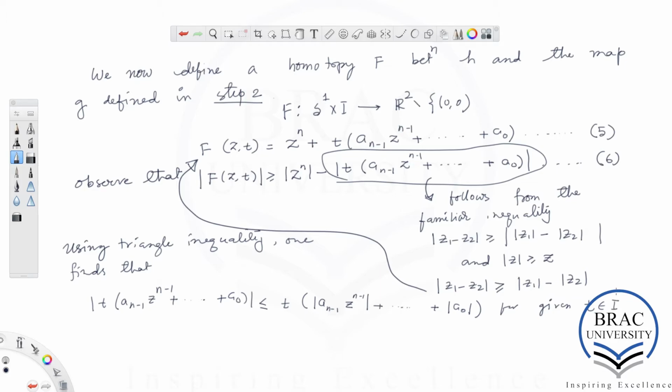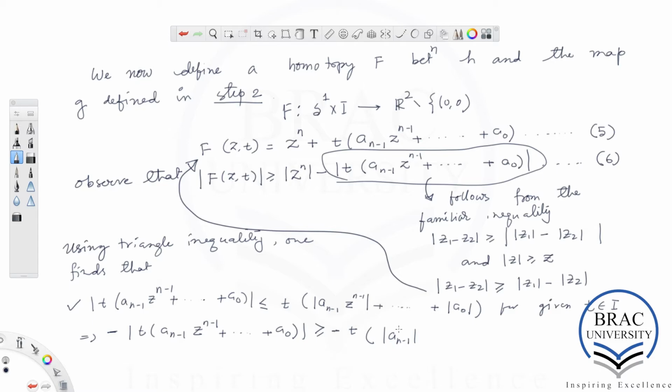Okay, which means that now we multiply both sides of this equation by minus 1 so that the inequality reverses, right? So minus mod of t times a n minus 1 z to the n minus 1 plus all the way up to a0 is now greater than or equal to, instead of less than or equal to, minus t times mod of a n minus 1.